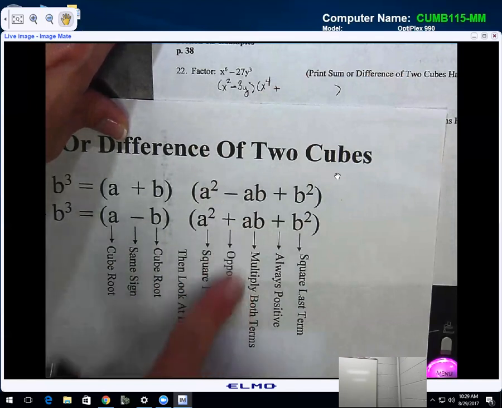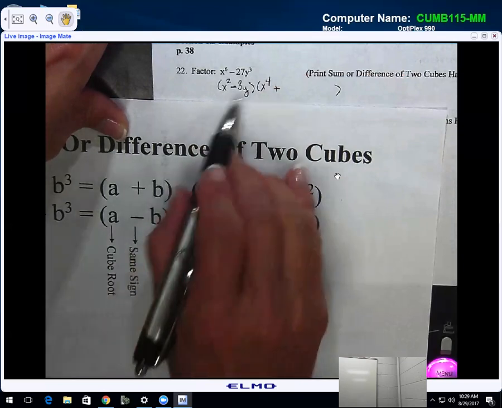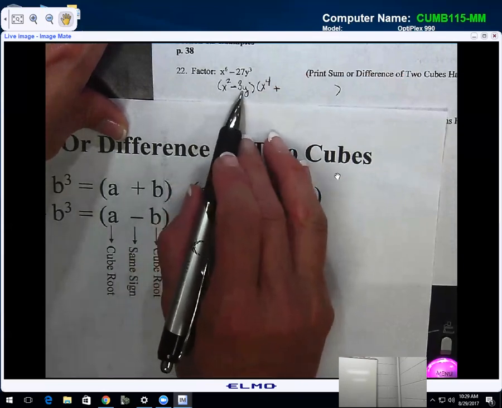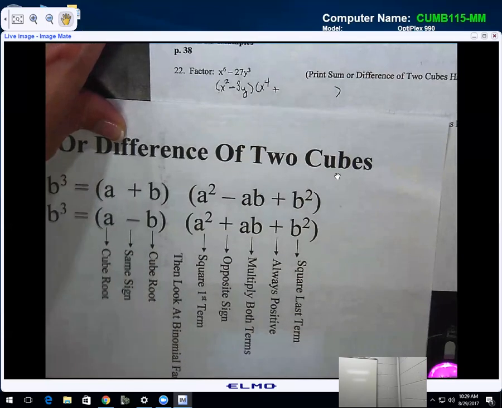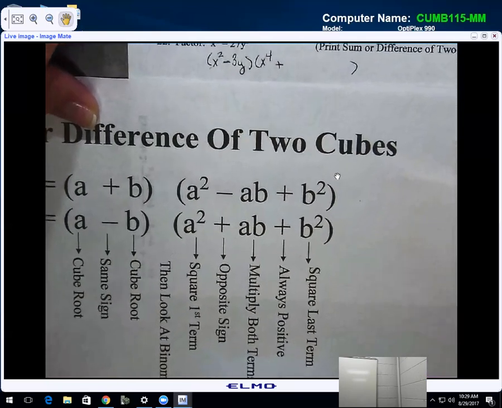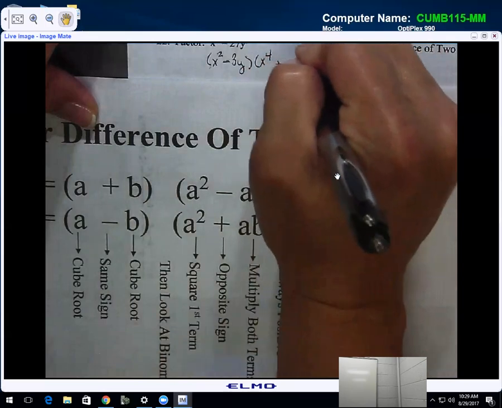Then multiply both terms. I'm looking at my binomial. I need to multiply x squared times 3y. What would that give me? 3x squared y.